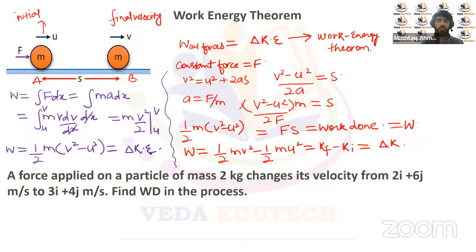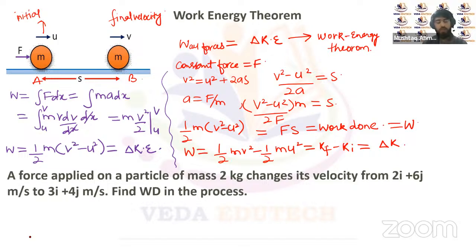So it means that the work energy theorem states that work done by any force, be it constant force, variable force, conservative force, or non-conservative force, is always equal to the change in kinetic energy of the body, right? So this is how we calculate the work done by any force. If we calculate the change in kinetic energy of the body, we'll get to know the work done on the body. Now let's try to solve a question based on this theorem.